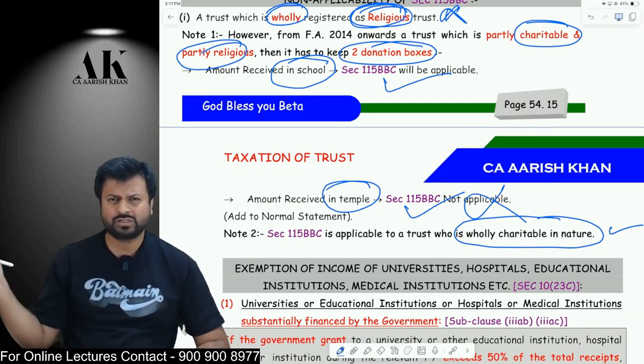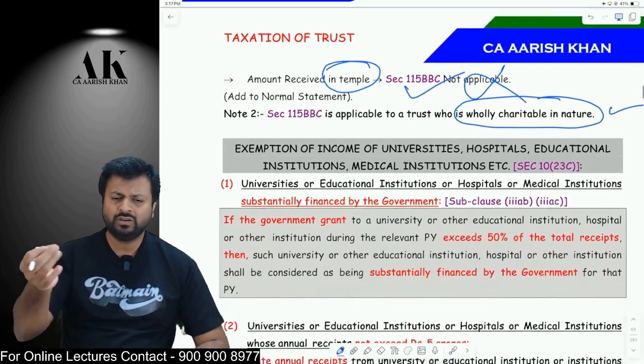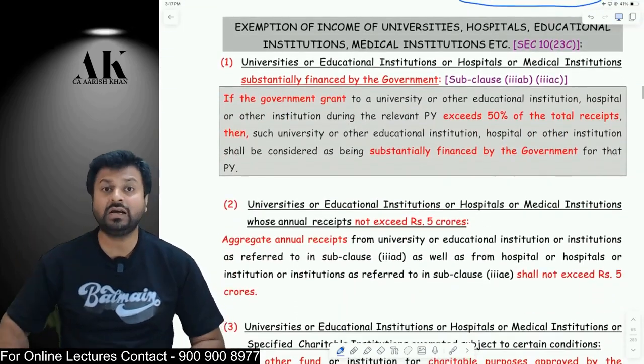Okay, one kind of question was asked in one of the MTPs recently. You can go and check over there. Okay, now coming to the first regime.